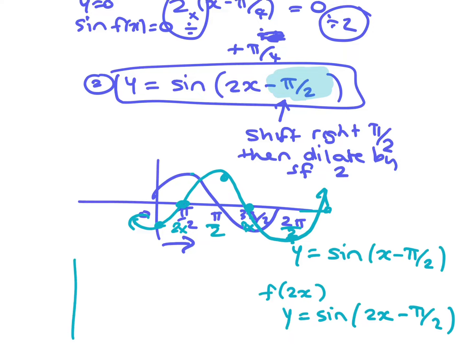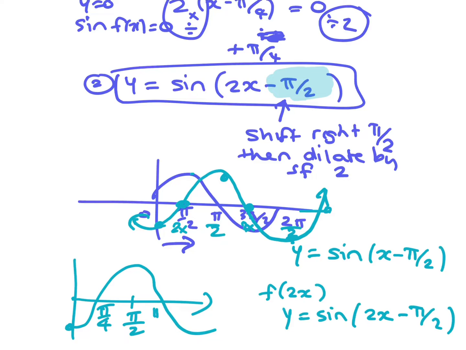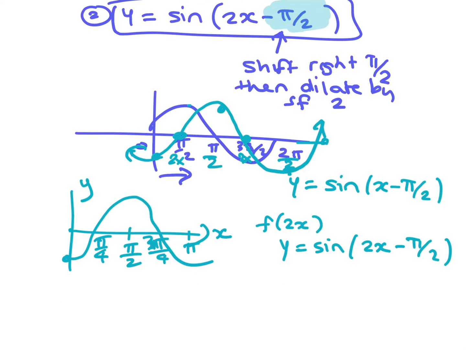So you divide everything by 2. So your final graph will end up being, we know it's going to start there and go like that. That will be pi on 4, because it was pi on 2 divided by 2. This one here would be 3 pi on 4, because it's 3 pi on 2 divided by 2. And 2 pi divided by 2 is pi. So that's your x and your y.